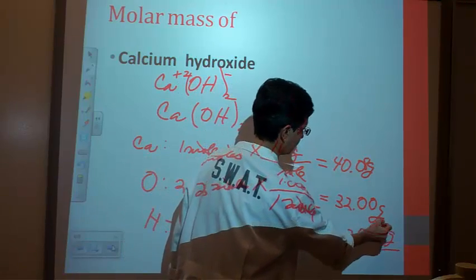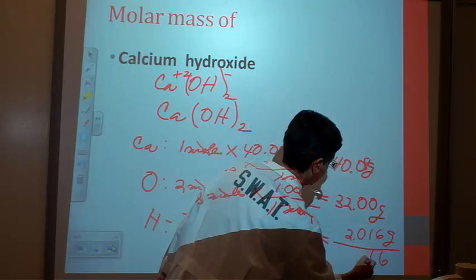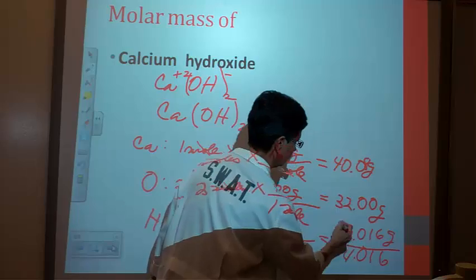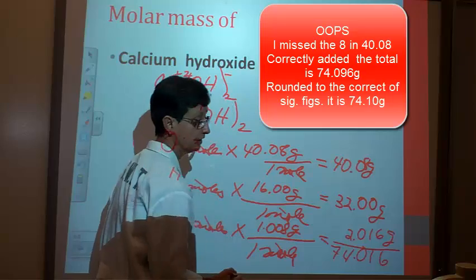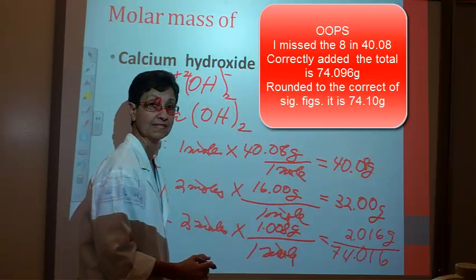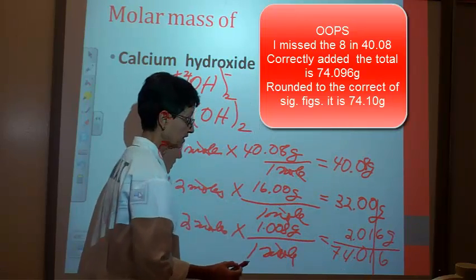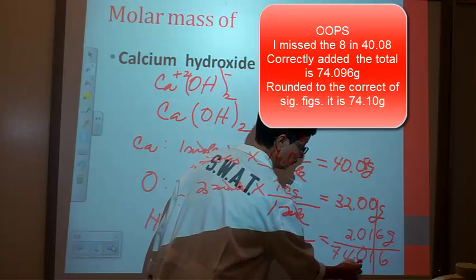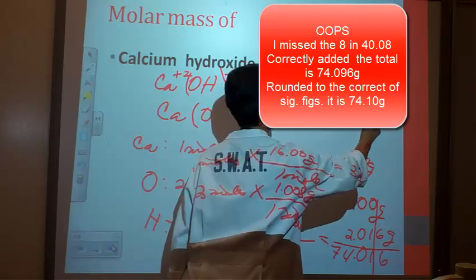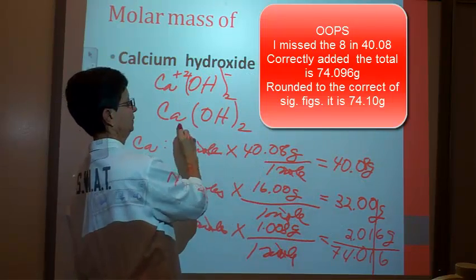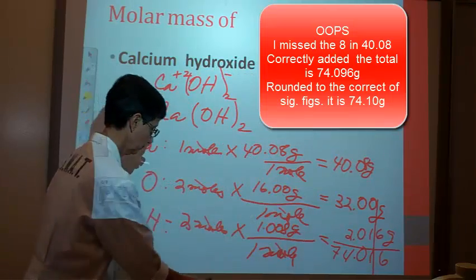All right, so now remember that, well, we'll show you that in a minute. The total is 74.016. But remember that we're going to round according to the correct number of significant digits. So I'm going to say 74.02 grams. That's the molar mass of calcium hydroxide. I'm going to box in my answer, and I'm done with that.